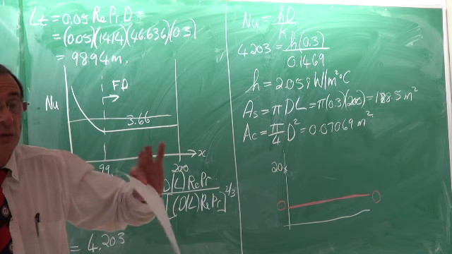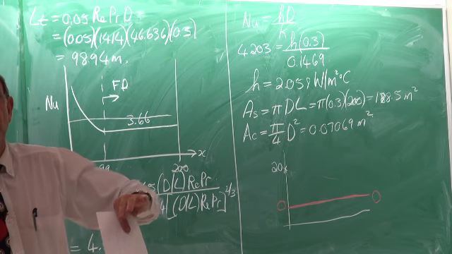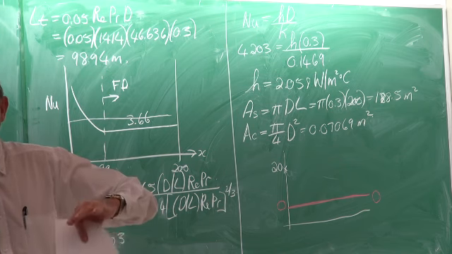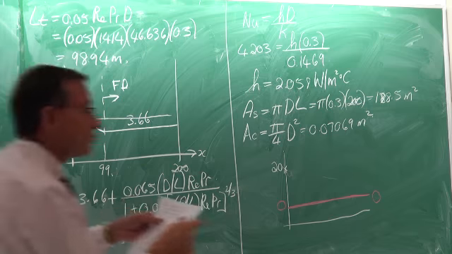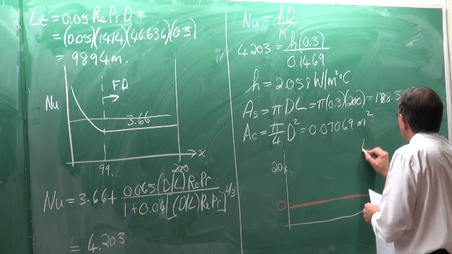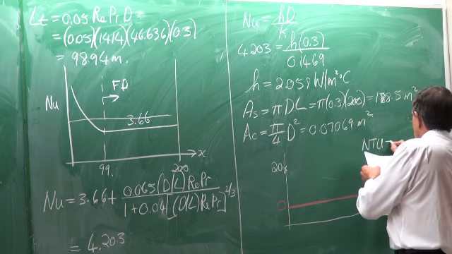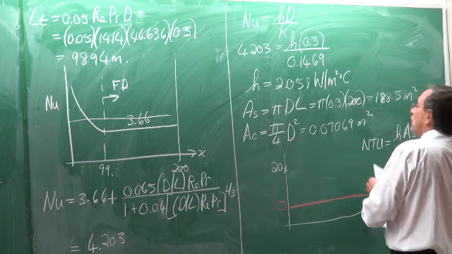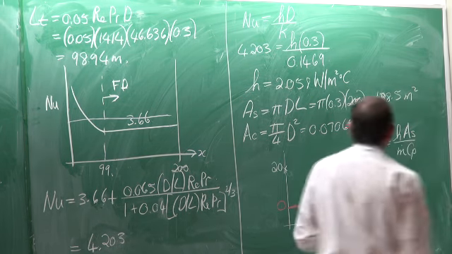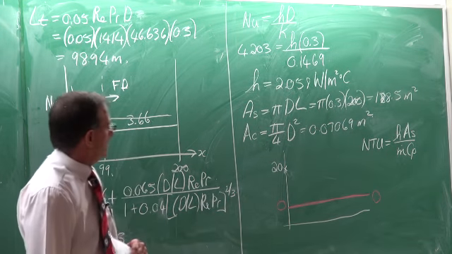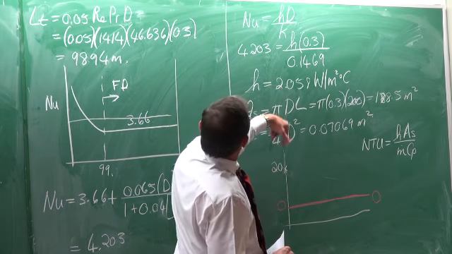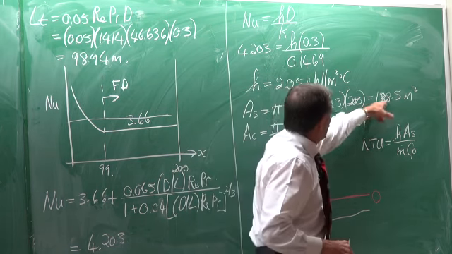Now with a constant wall temperature case, if you look at the derivation of the few simple equations, we end up with the NTU method, e to the minus NTU. And that is the reason why I want to calculate the NTUs. So the NTU is equal to the heat transfer coefficient multiplied by the heat transfer surface divided by the mass flow rate and the CP. The heat transfer coefficient is equal to 2.058. The surface area is 188.5.